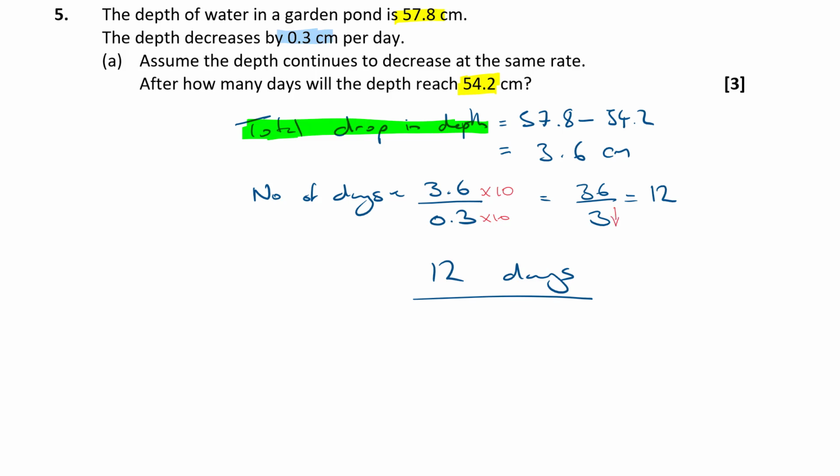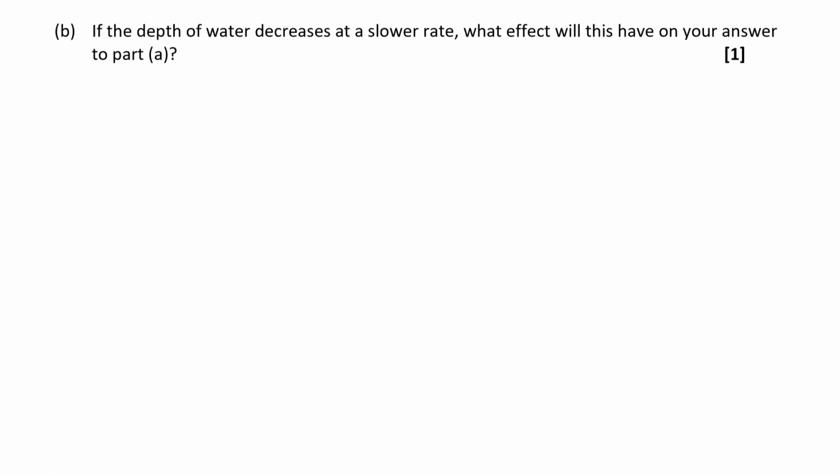So if you divide something by a smaller number, then the answer is going to be bigger, isn't it? So for instance, if I divided 36 by 2, which is a smaller number, I'm going to get 18, which is bigger than 12, the number I get when I divide it by 3. So making the divisor smaller will make that number there bigger. So that will increase the number of days then, won't it? Okay, so coming back to our question, what effect will this have on your answer to part A? So I'm going to write down the number of days will increase.